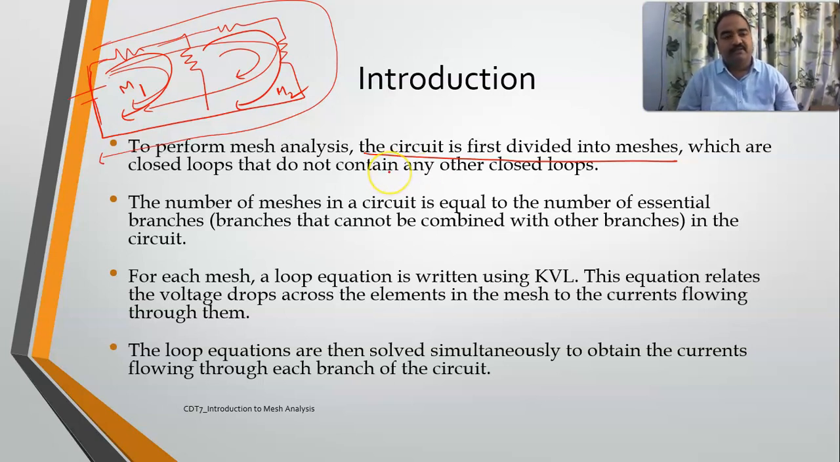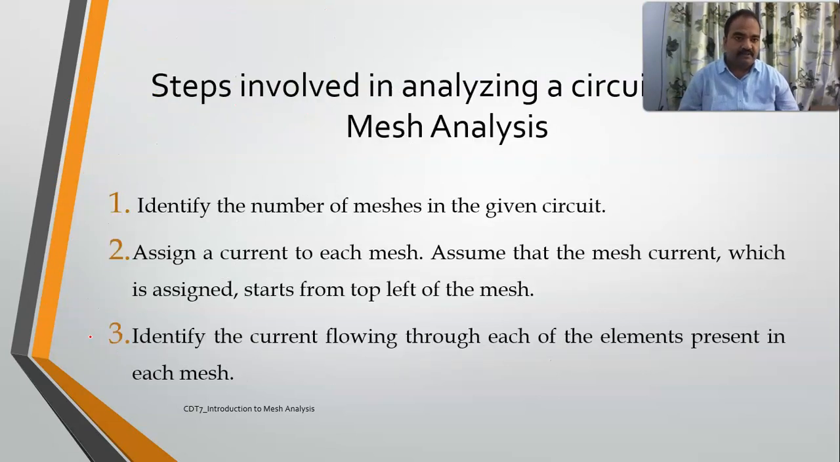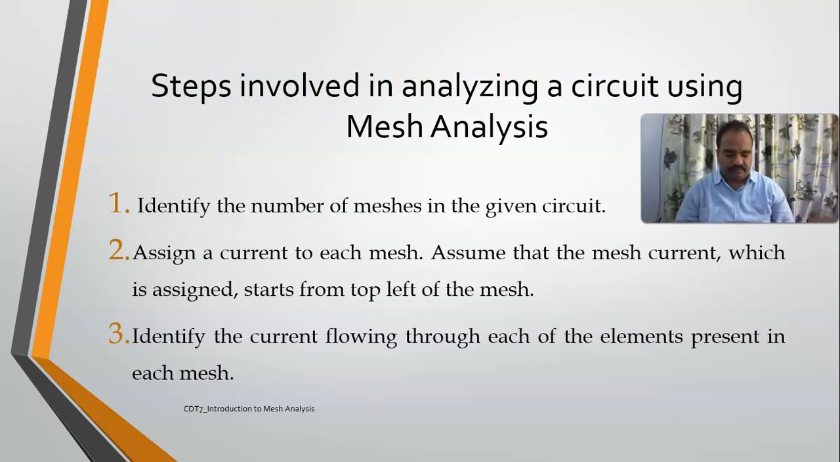Your first step is to divide your network into meshes, and then the number of meshes must be equal to the number of essential branches. This you will see in your next semester. And for each mesh, you write KVL. This is the third step. Once you write the KVL, you will get the mesh equations, or we call them loop equations, and those are to be solved to determine the responses in all the elements. So simply, this is mesh analysis: identify the loops, write KVL for each one, and then solve these equations. I have put them in serial order for you. See, I have made 6 steps for you.